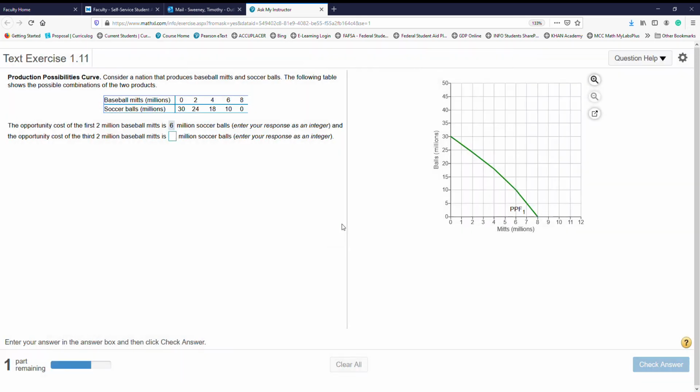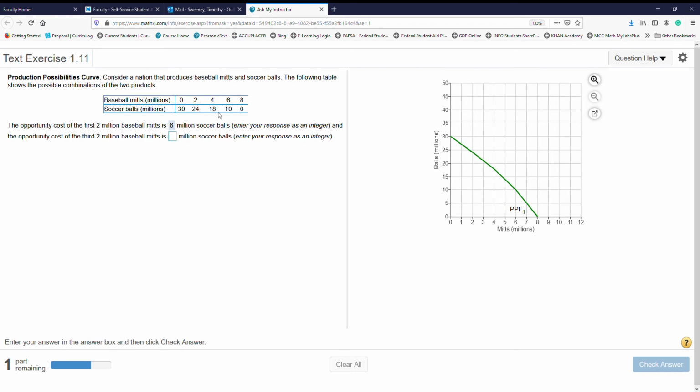Okay. Now, let's see. And the opportunity cost of the third 2 million mitts is what? So the third 2 million mitts goes from 4 to 6, right? So this is the first 2 million, this is the second 2 million, this is the third 2 million. So this is a little bit confusing way to ask the question too. So that might have thrown you a little bit as well. Okay. So from 4 to 6, that's the third 2 million.